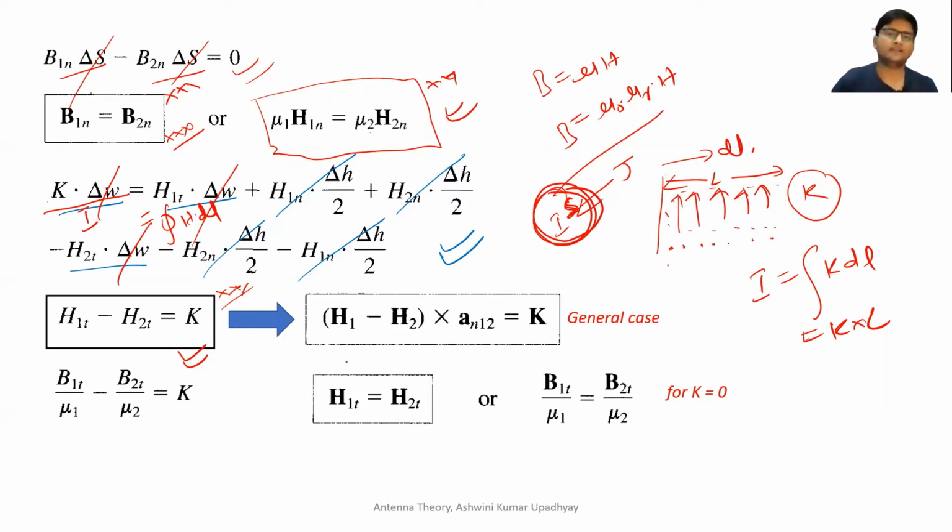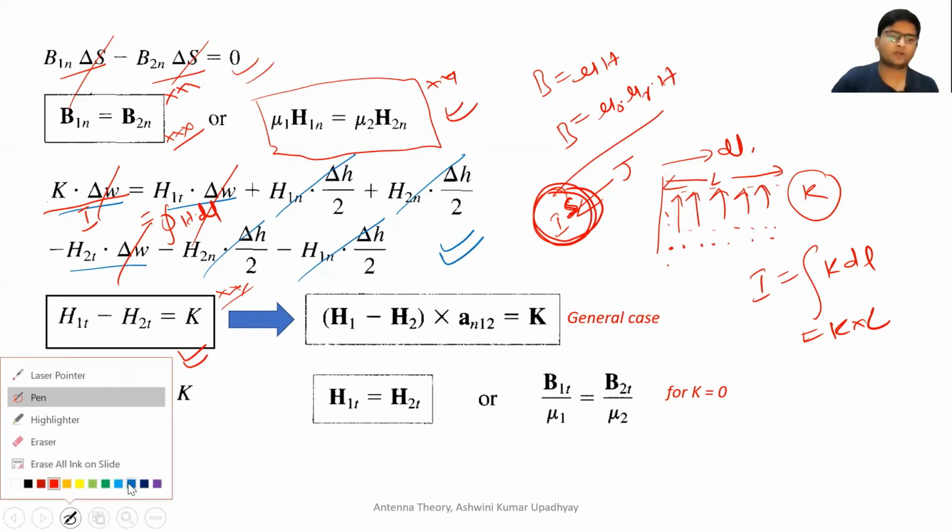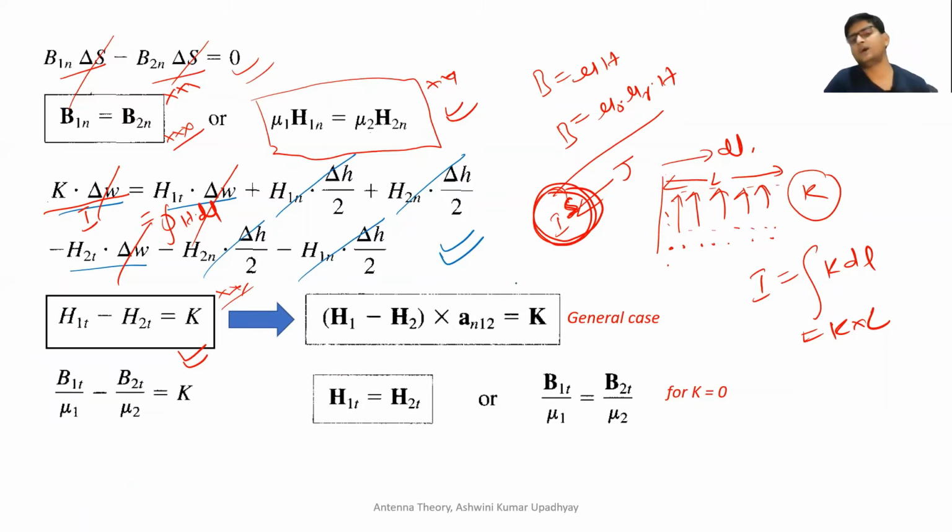So for the general case, the relationship between magnetic field intensity and the current density is calculated by this formula. This is basically H1 minus H2. It is not the tangential or normal, it is the difference of the total magnetic field intensity. So H1 minus H2 with a cross product with the normal to the surface boundary will give you the surface current density with direction.